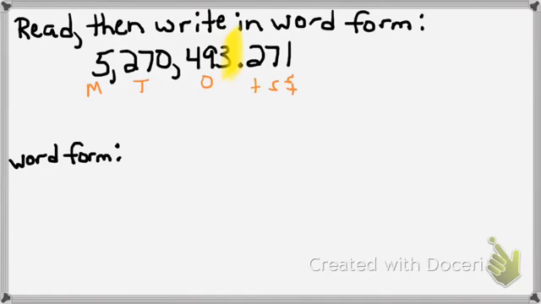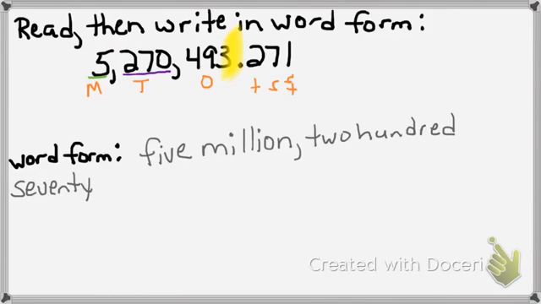I start on the left side and work period by period. This is the only digit in this first period before my comma, and that is the number 5. So I write down 5. My comma tells me to say the name of the period, which is M for million. 5 million, comma. Move to the next period. 270 is 270. I write that down. Comma tells me to say the name of the period, which is 1,000. So I'll write that down. And of course, put my comma.